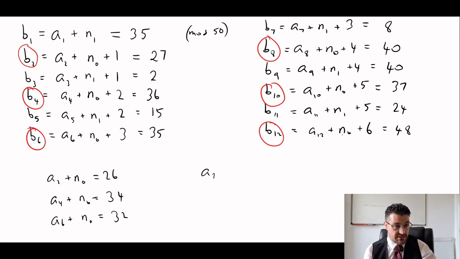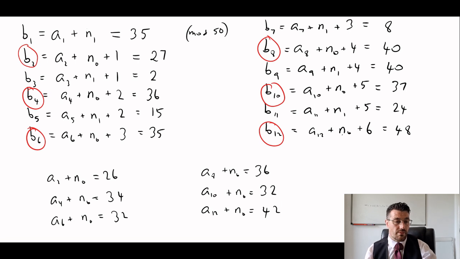Okay, and then we've got A8 plus N0 is equal to 36, and then something happened that really caught my attention. A10 plus N0 is equal to 32. And A12 plus N0 is equal to 42.